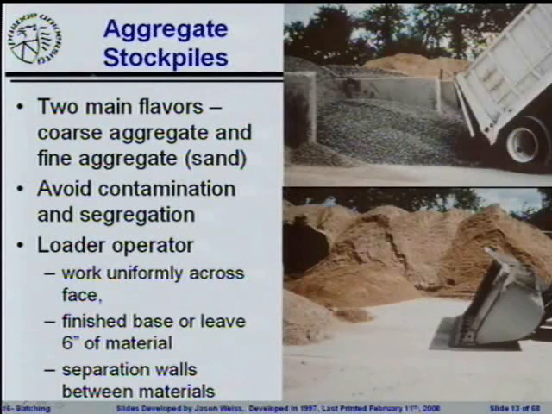Aggregate stockpiles. As we talked about, aggregates come in two main flavors, coarse aggregate and fine aggregate. I will also mention here that there are some producers that are moving toward a third aggregate, or an aggregate that they're going to blend, or they may have a few different types of coarse aggregate that they're using. So especially if you're blending aggregates together, it's very common to see problems if people aren't really clear and it's not clearly labeled where they need to be dropping off the material.